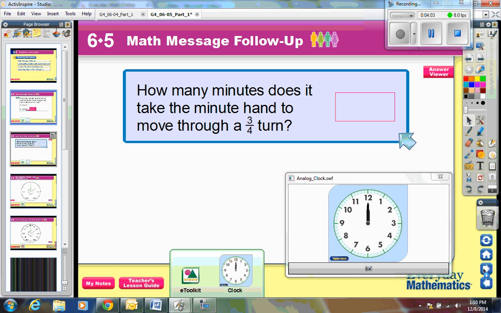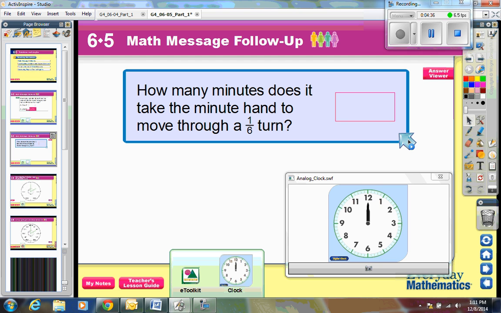Now, our next question is, how many minutes does it take the minute hand to move through 3/4 turns? So if we determined 15 minutes was 1/4, I want 3 of those. So my hand would be over here on the 9. So how many minutes would it be from 12 to 9? Hopefully you said 45.